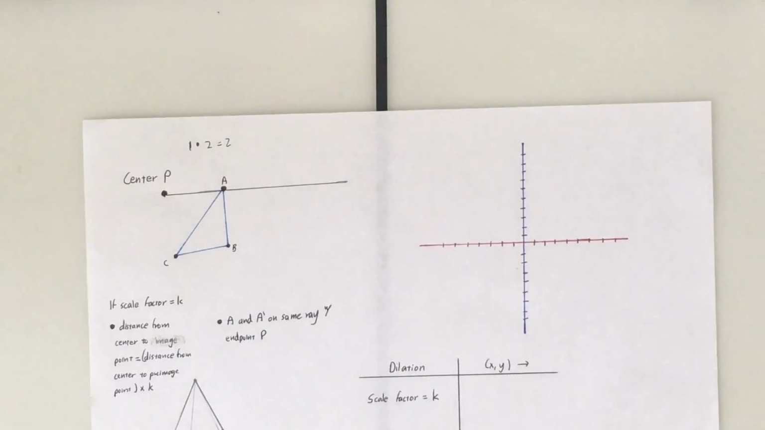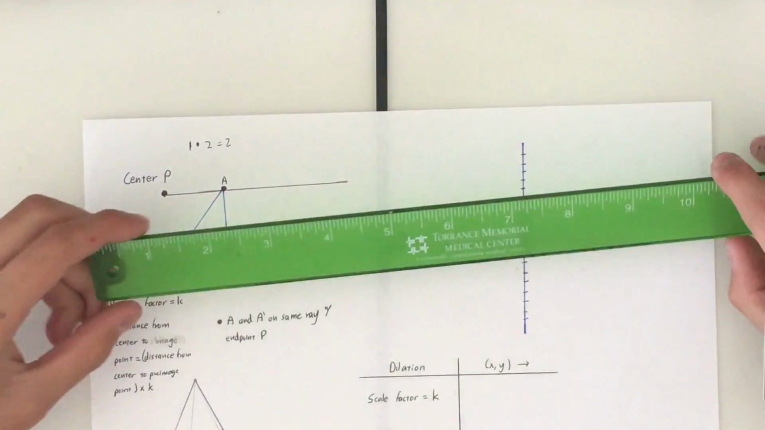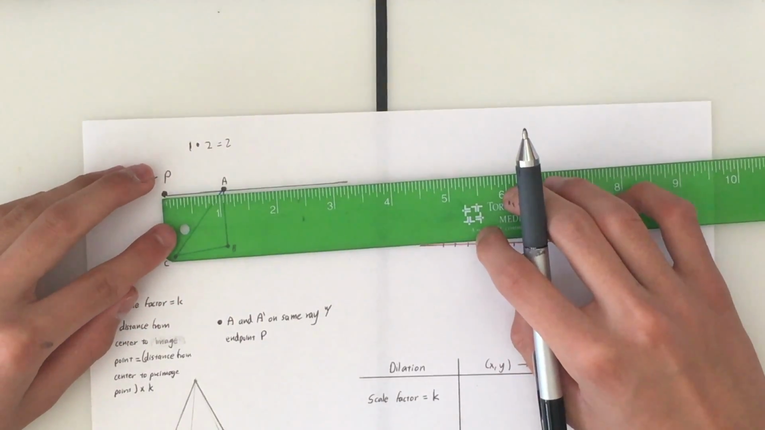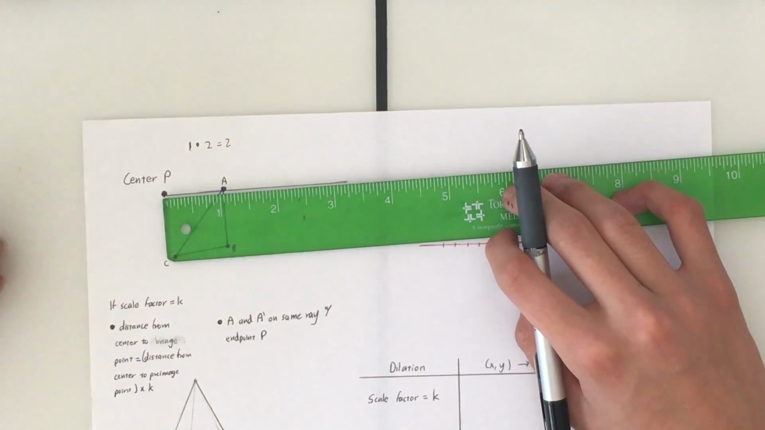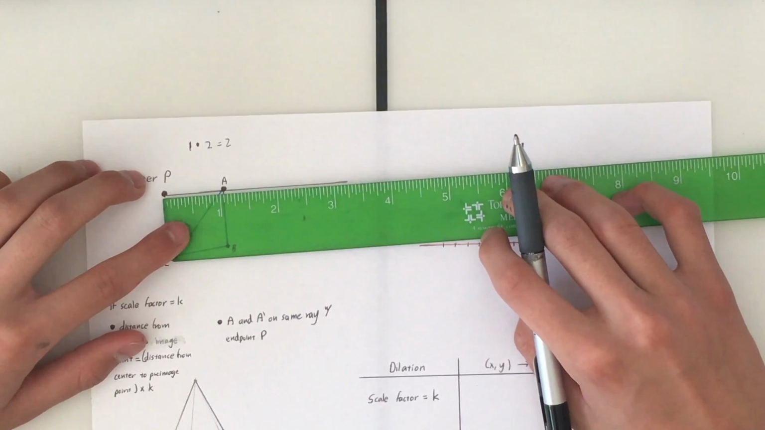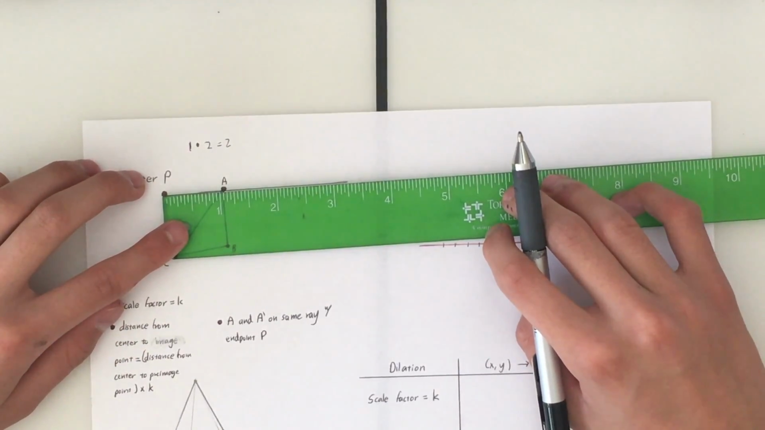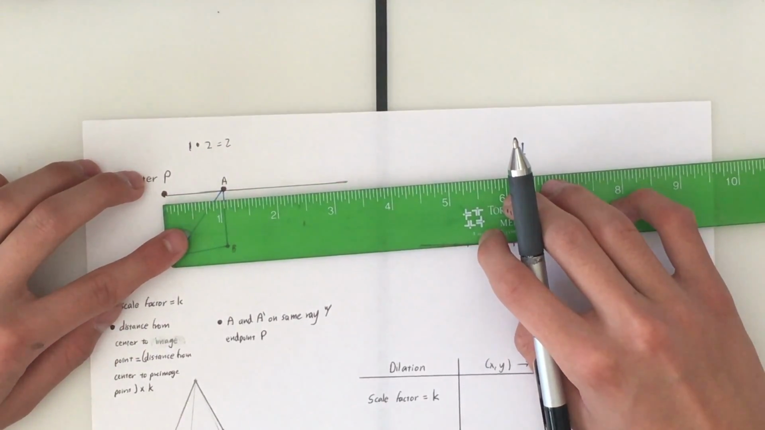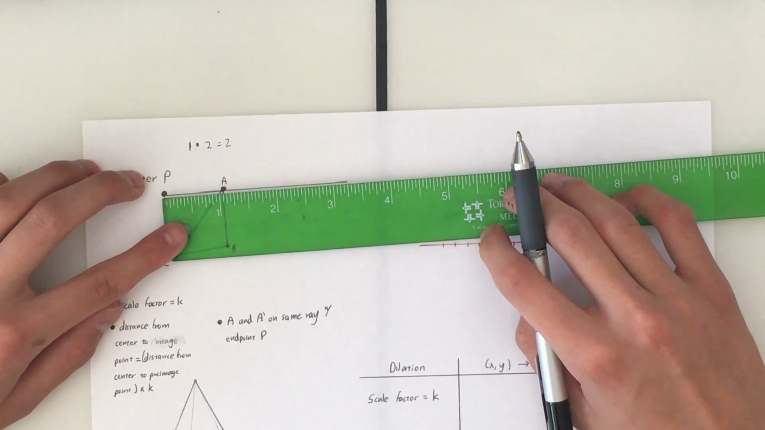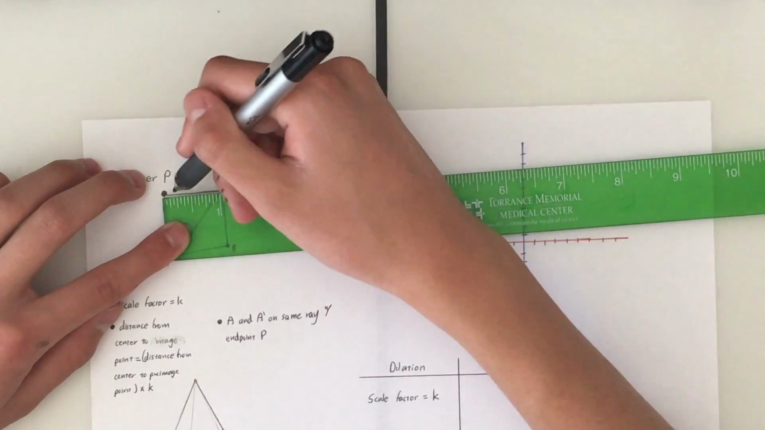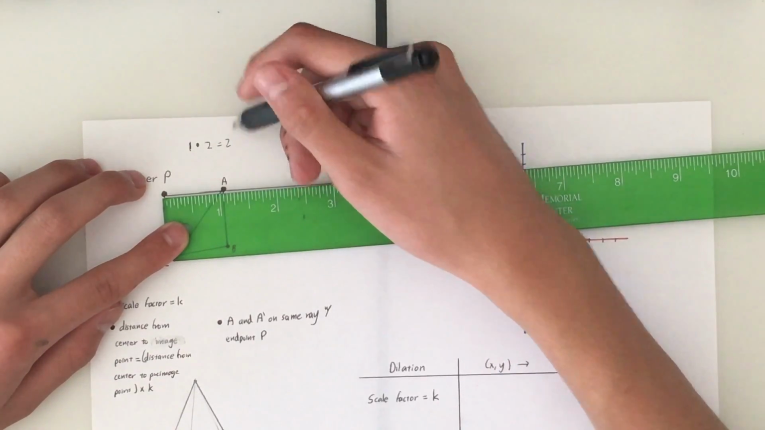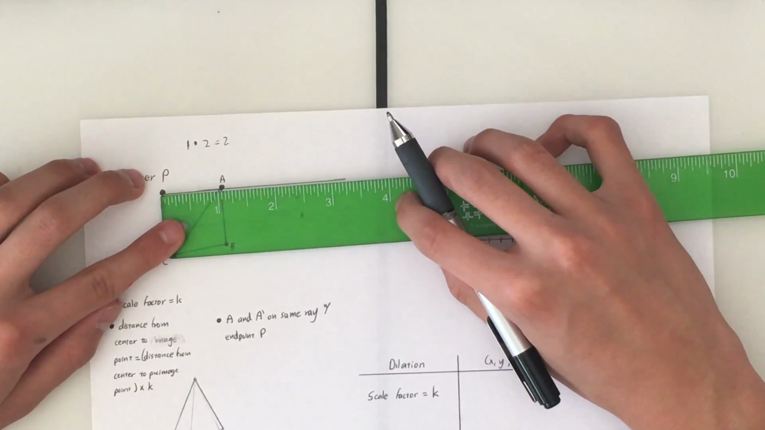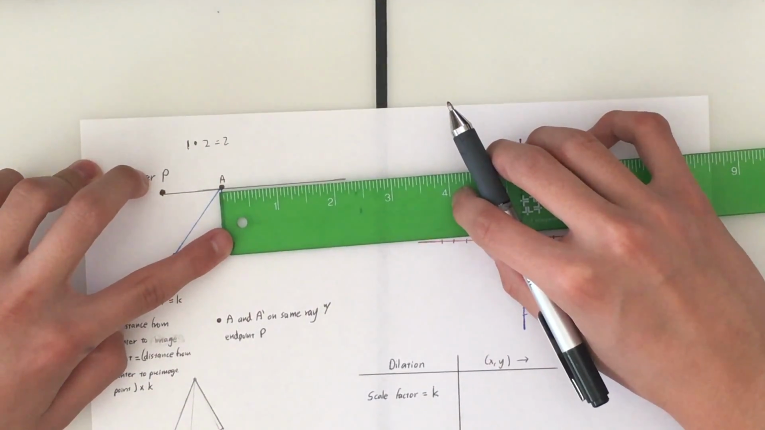So the next thing that you do after drawing the ray that contains the center, the pre-image, and the image points is to put your straight edge on that ray. And since we know that the distance from the center to the pre-image point times the scale factor is the same as the distance from the center to the image point, then all we need to do is multiply this distance right here by the scale factor. And since the scale factor is 2, we're just going to copy this distance one more time over here.